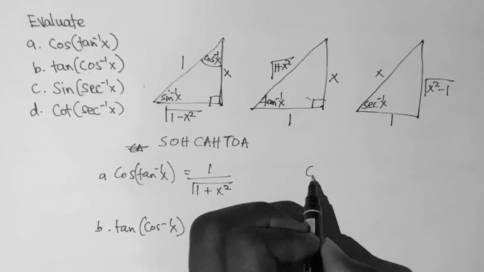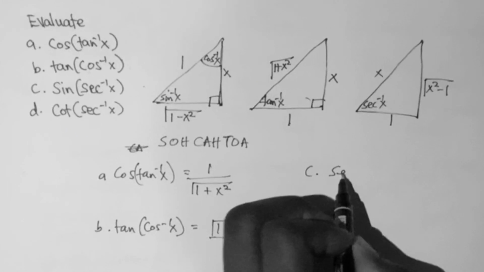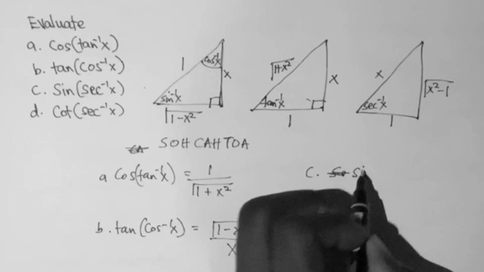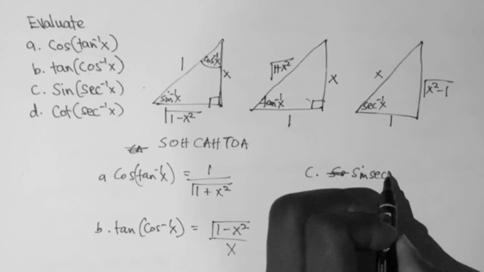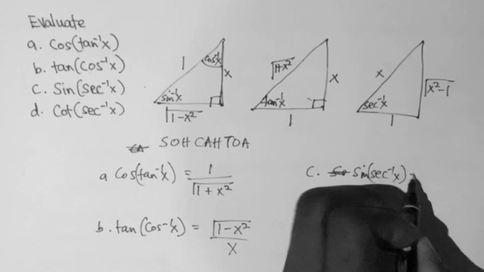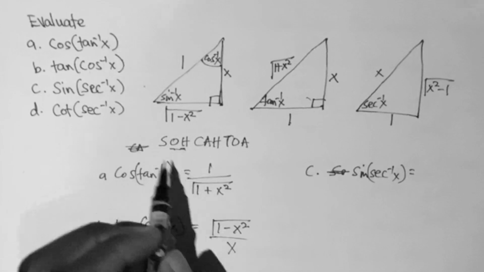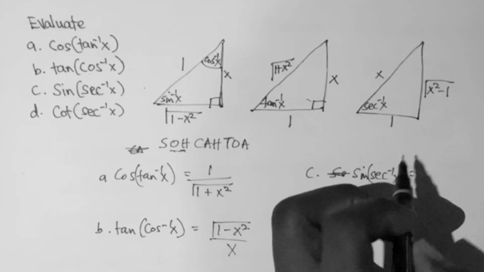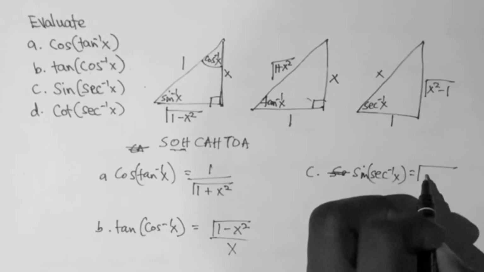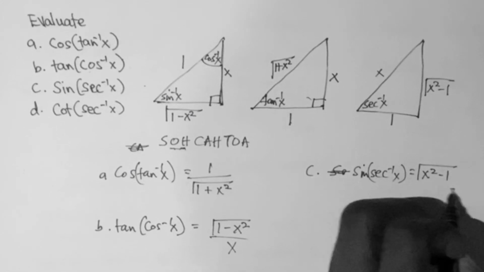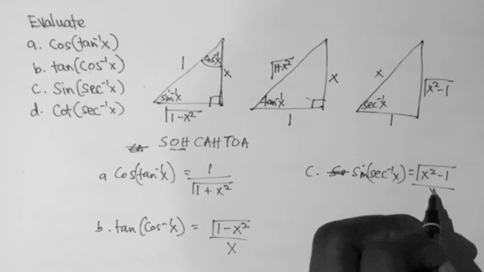Then let's come to the C part. The C is sine of sec inverse of x. So this is sec inverse. Sine is opposite over hypotenuse. So the opposite here is square root of x squared minus 1 divided by the hypotenuse, which is x.